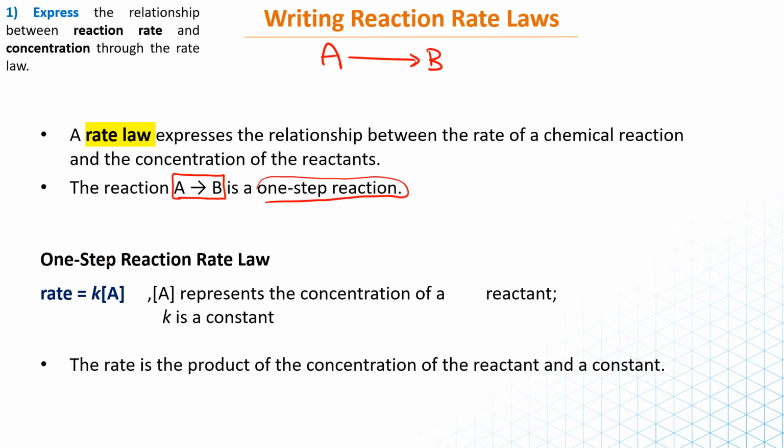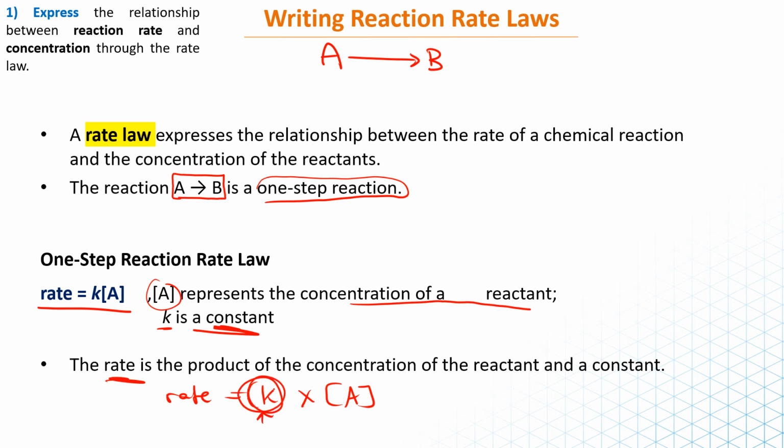The one-step reaction rate law is the following. Rate equals K times A. Now this one is the concentration. And K is a constant, okay? So the rate equals K times the concentration of A. Now we will go and talk about this K, which is constant, okay?